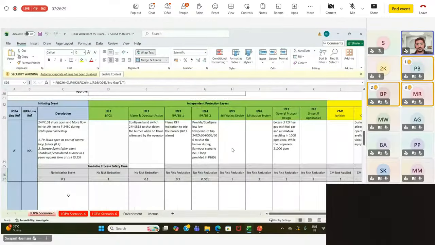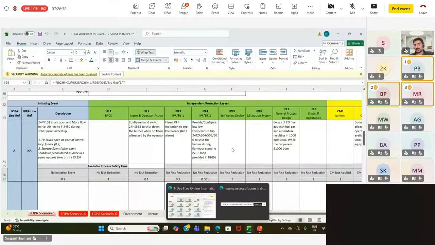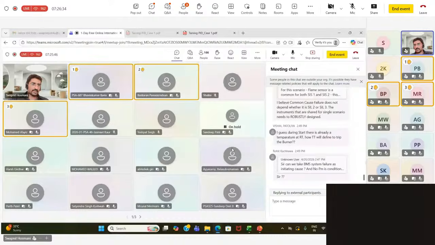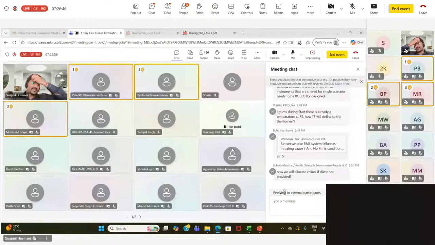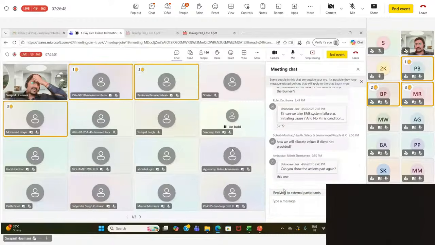Anything else? One second. Any other thing in the chat? Can you show the actions part again? You mean the initiating events, right?